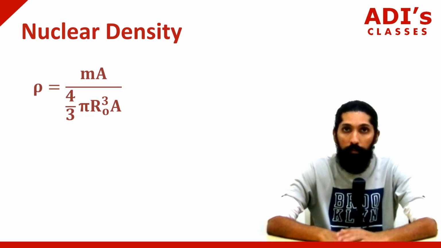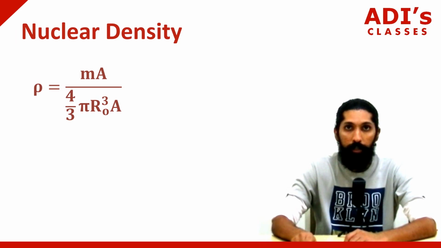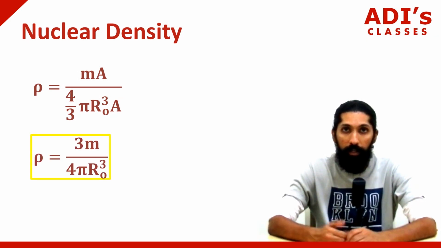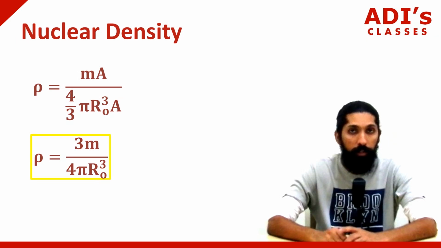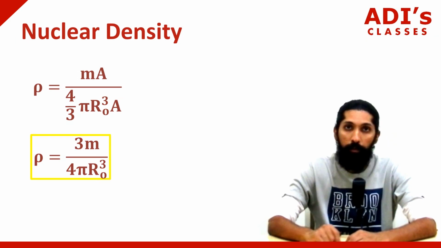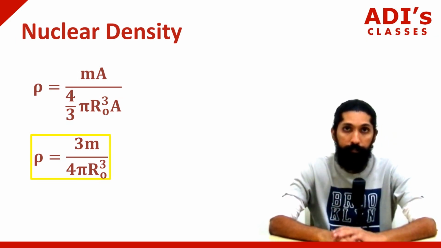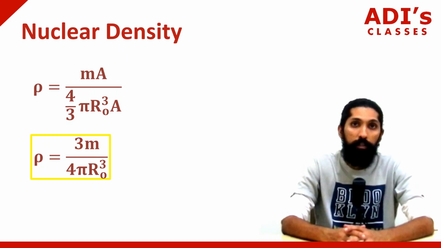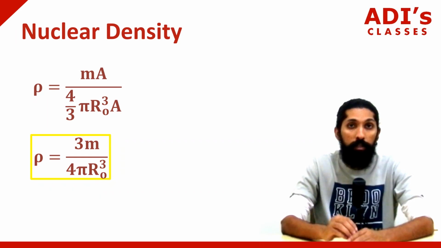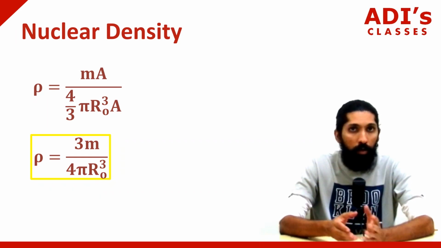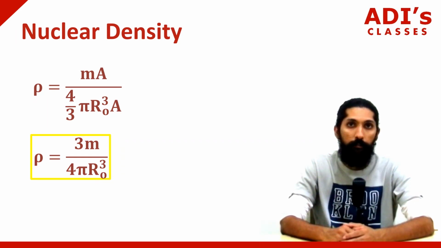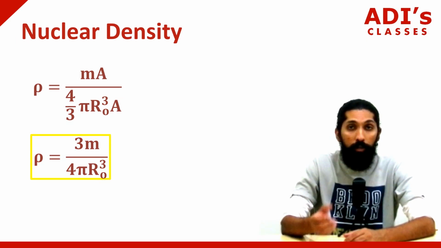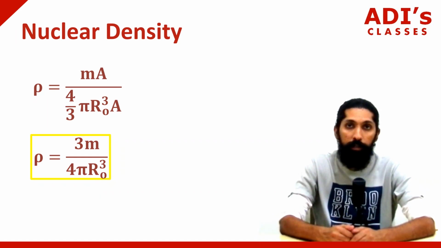Now rho is equal to mass by volume, so mA divided by 4/3 pi r naught cubed A. Now A and A get cancelled, so the 3 goes to the numerator. Rho is equal to 3m divided by 4 pi r naught cubed. Now here, don't you think everything is constant? m is the mass of one nucleon, either a proton or a neutron, pretty much the same mass. So the numerator is constant. In the denominator, 4 pi r naught cubed is also constant, with r naught being 1.2 Fermi.